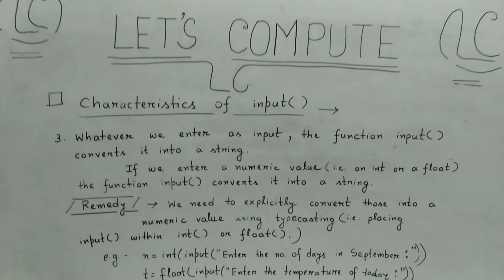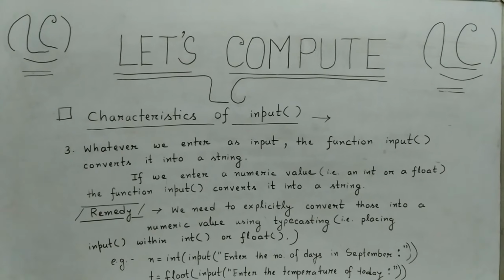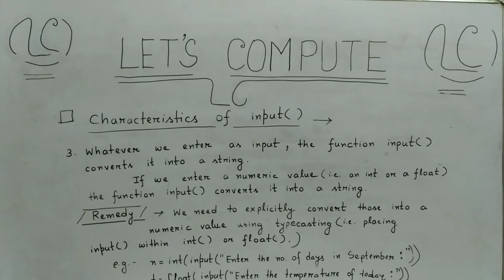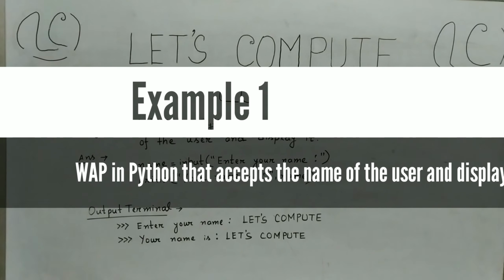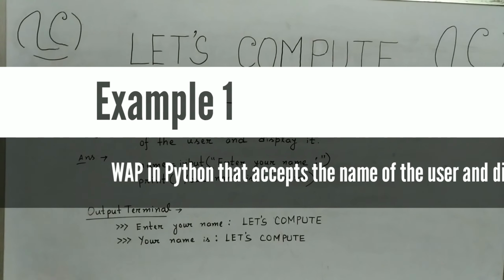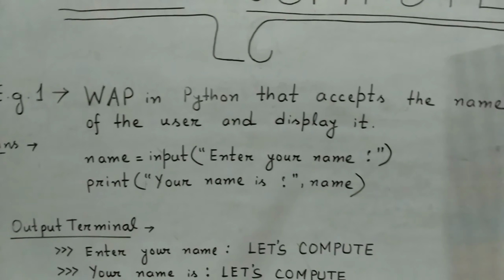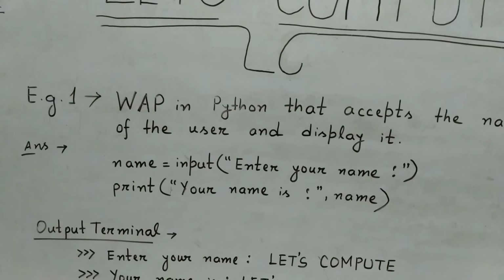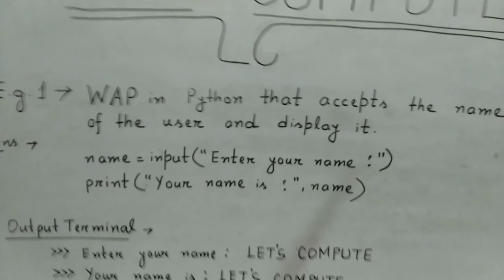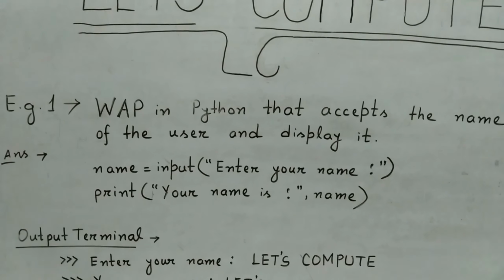Well, now we are going to have a series of examples since examples make understanding crystal clear. Write a program in Python that accepts the name of the user and displays it. WAP stands for write a program. Come to the answer. We have chosen here a variable name. We could have chosen any other variable name also. The function input consists of the prompt message enter your name.